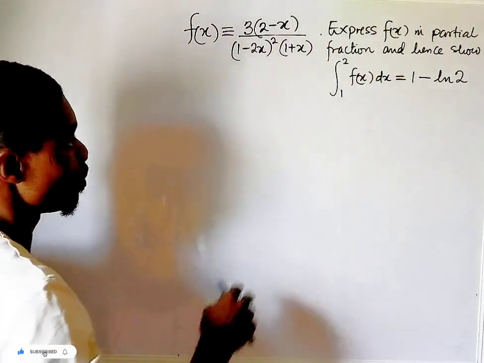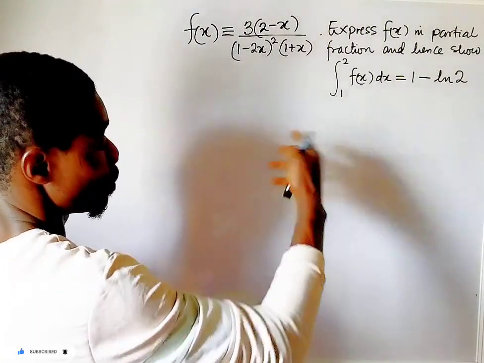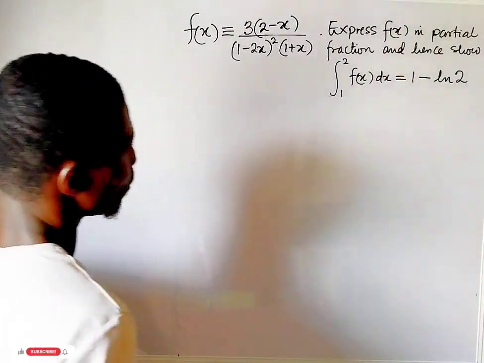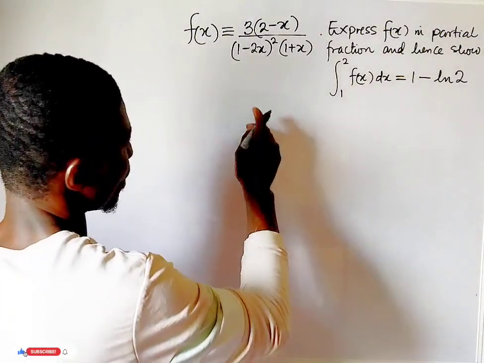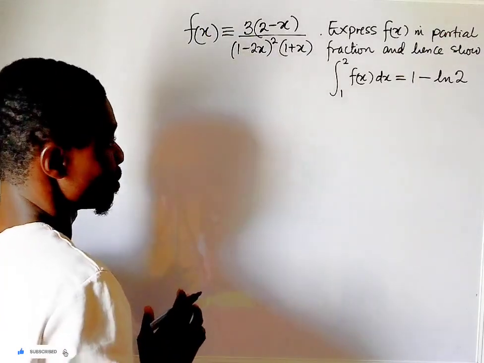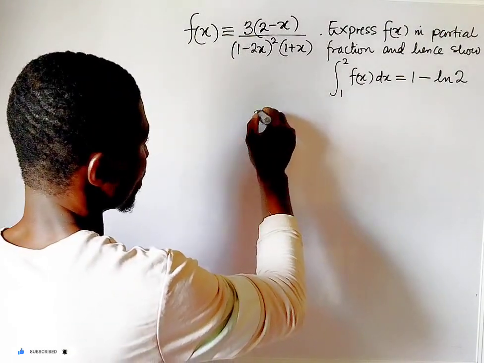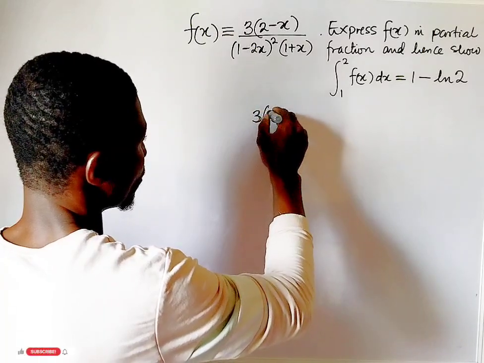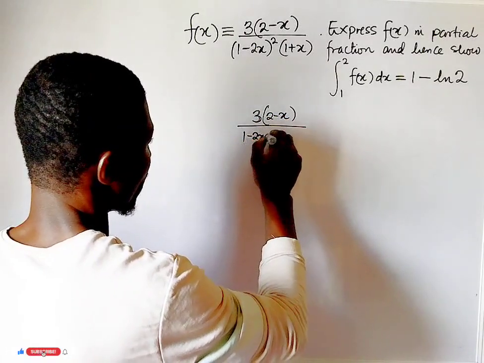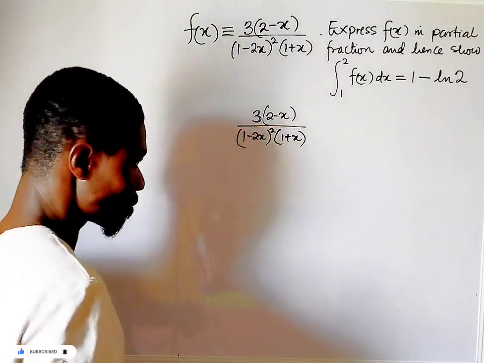Now first of all, we need to split this compound fraction into its component fractions. So how do we do this? Considering the denominator, we can see here we have a repeated factor. So here we have 3 into 2 minus x, all over 1 minus 2x all raised to the power of 2, then into 1 plus x, okay?